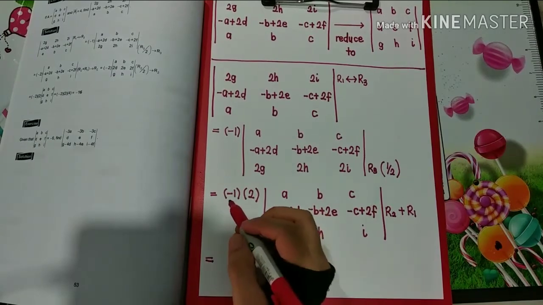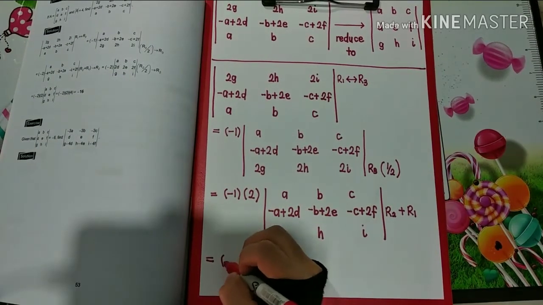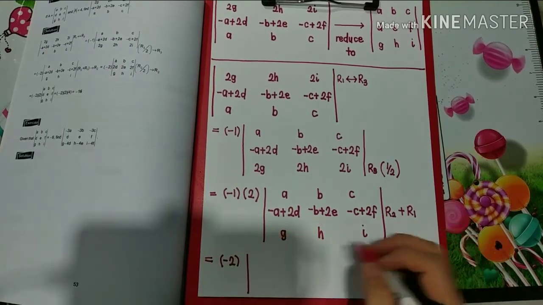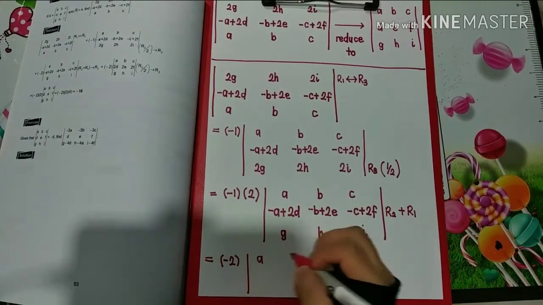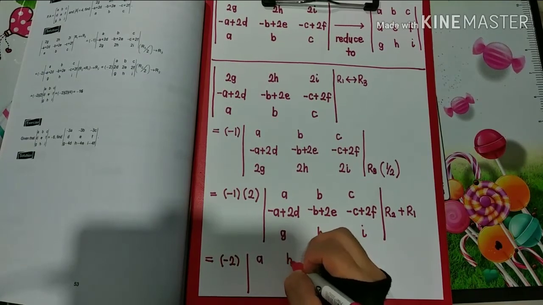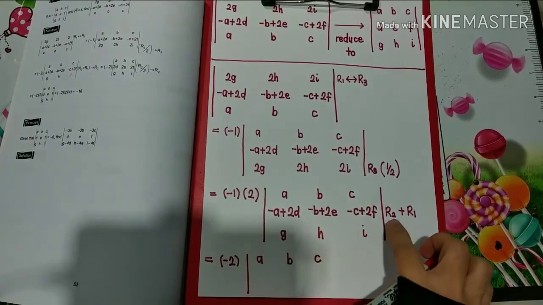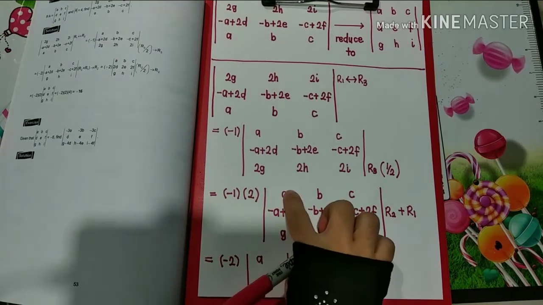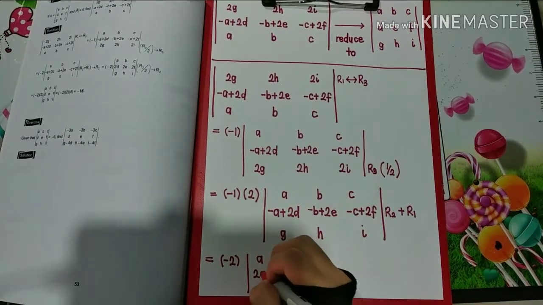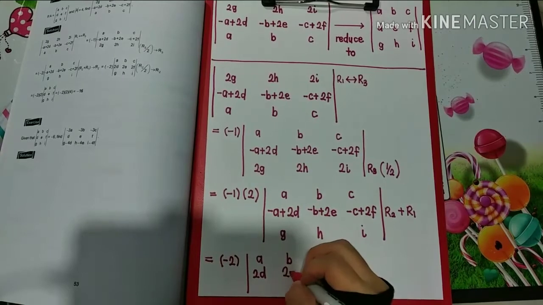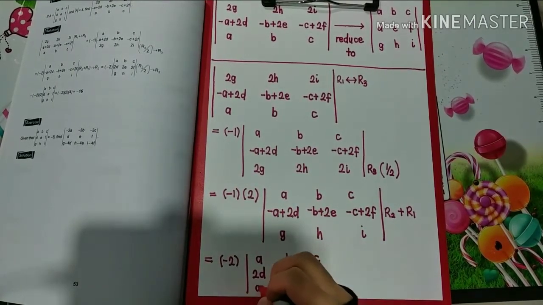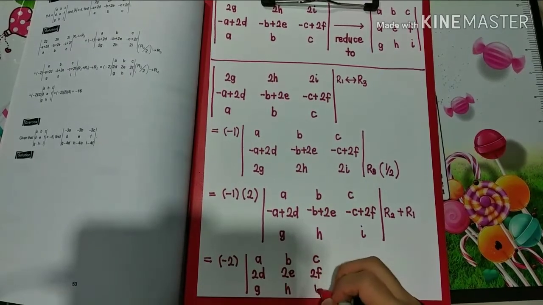So you multiply here -1 with 2, you will get here -2. And then you perform the operation here on R2. So R2 plus R1, -A plus 2D plus A. You are only left with 2D. This one 2E, this one 2F. So this one you just copy back GHI.